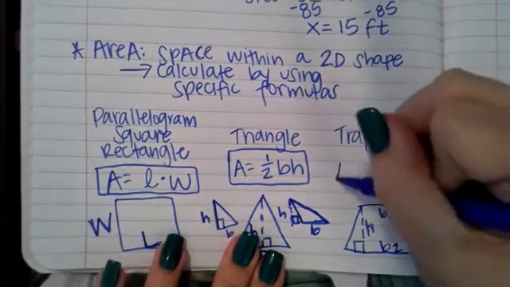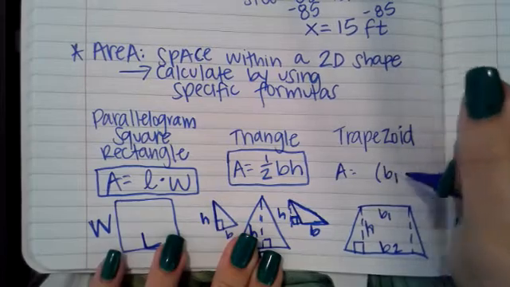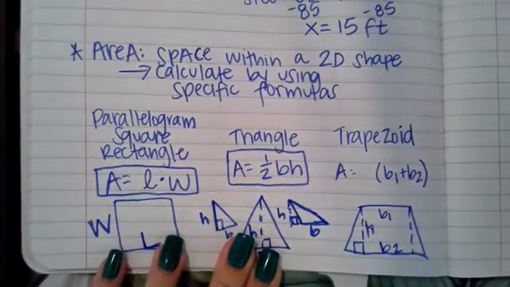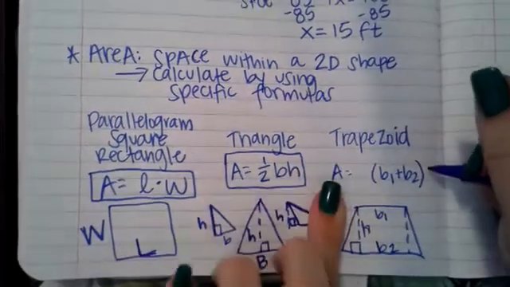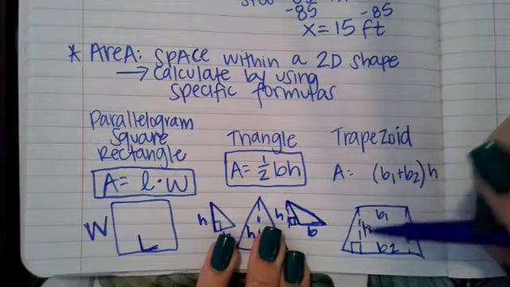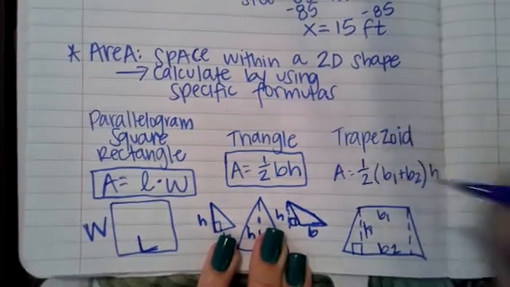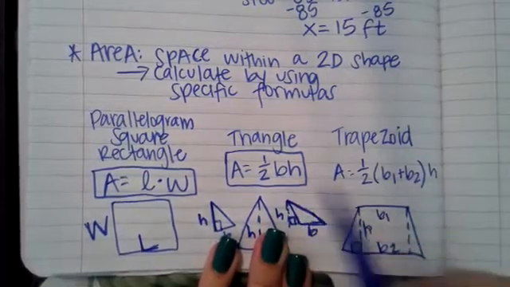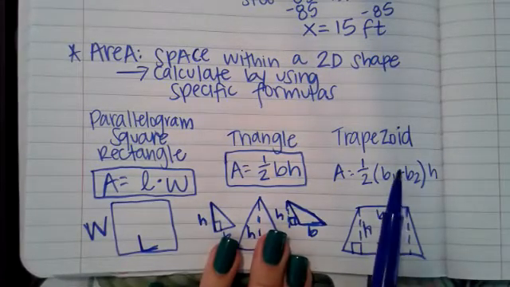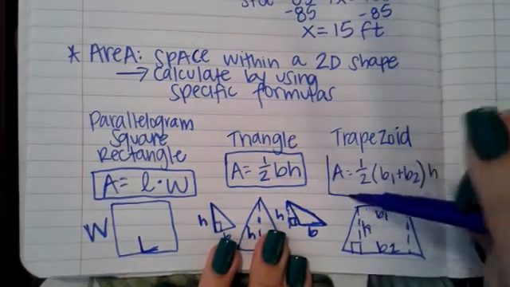To find the area of a trapezoid, we add our bases together. So we take the measurements of base 1 and base 2, and we add them together. Then we multiply by the height of the trapezoid. We add these two together and then multiply by the height. And then we take half. So it looks similar to a triangle, like 1/2 base times height, but instead of having just one base to work with, now we have two. So we add those two bases together before we multiply by the height and then take half.